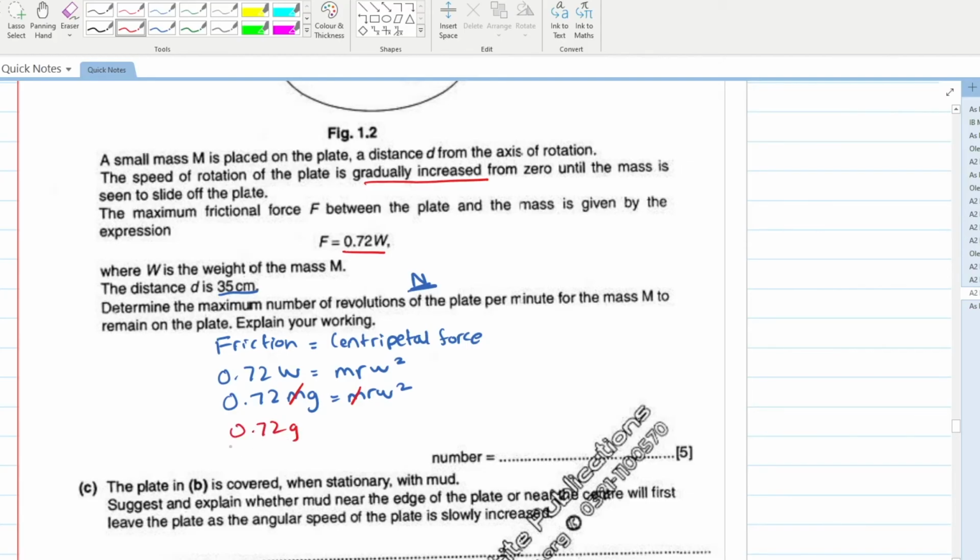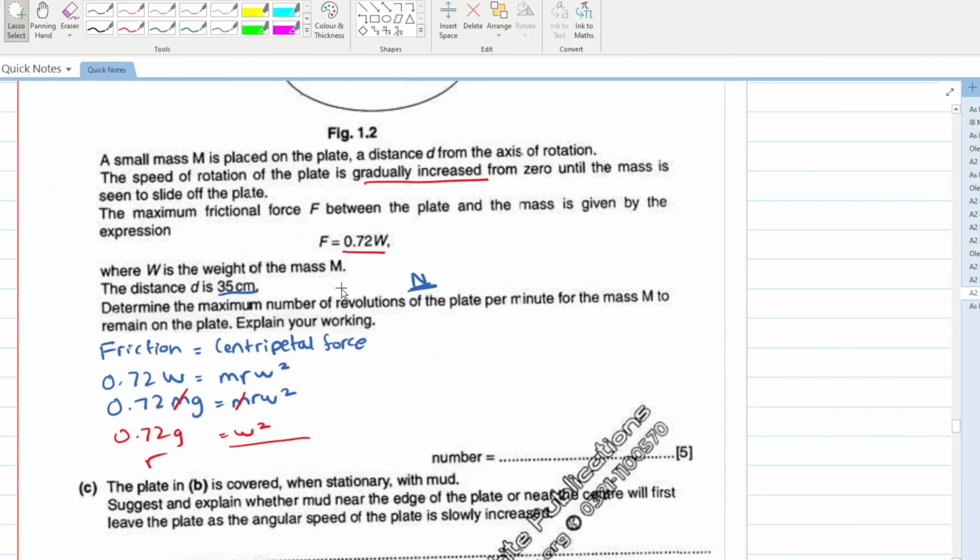0.72 G divided by R is equal to W square. Let's calculate W first of all. Then we will move on to calculate RPM. 0.72 multiplied by 9.81, that is G, divided by R. The radius was 35 centimeter, so 0.35, under root. W comes out to be 4.49. W is equal to 4.49.